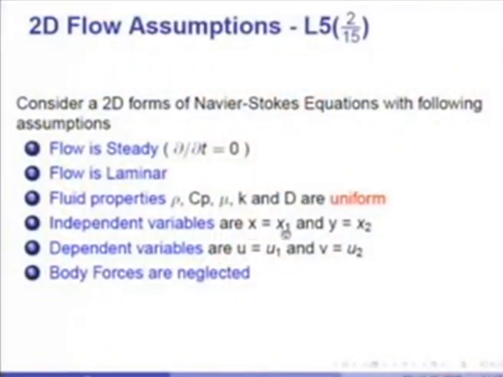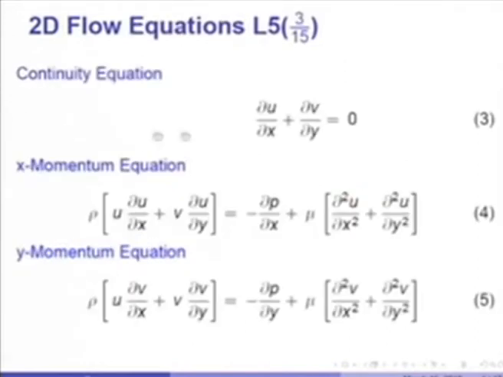Since we are dealing with two dimensions, instead of writing x1, x2, I shall write x and y, with x equal to x1 and y equal to x2. And the dependent variables I would change to u equal to u1 and v equal to u2. And body forces, which are essentially problem specific, are presently to be ignored. So, with these assumptions, you will notice our mass conservation equation, because density is constant, would reduce to du by dx plus dv by dy.